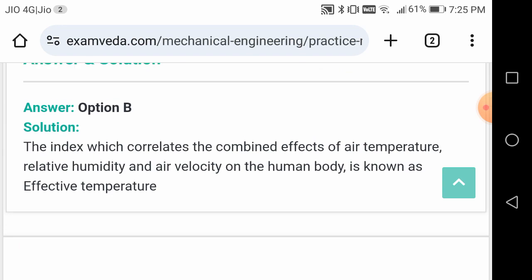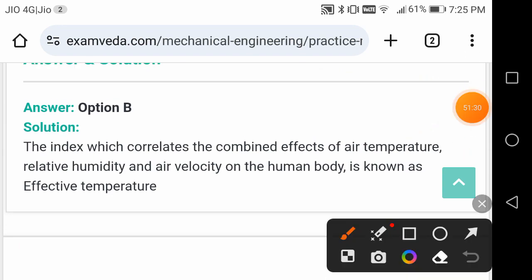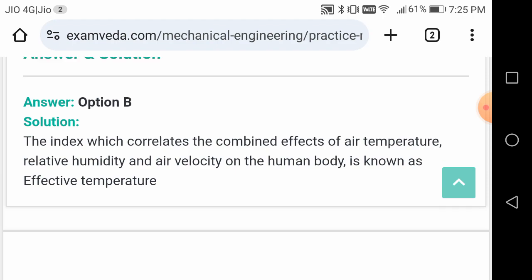Because we need air to be circulated over the body. In summer your sweat has to be removed and also your body has to be cooled, right? Sweat means your water vapor, something like water only, right? So it will be involving all those things: relative humidity, air velocity, and also air temperature. These all three are involved over here. This is called effective temperature.